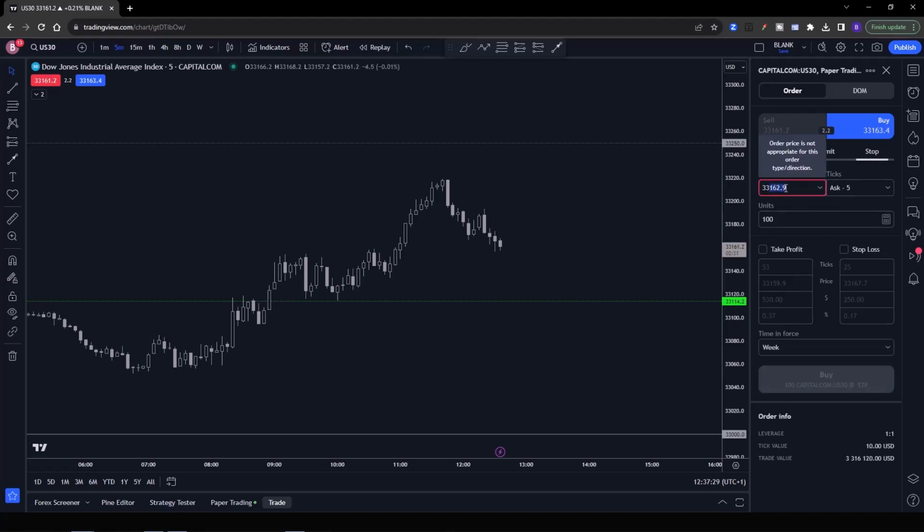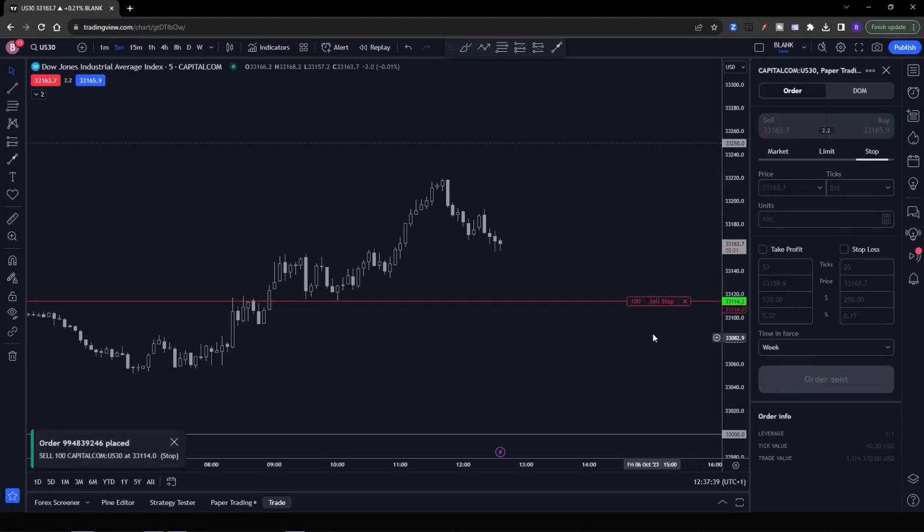So if I just go to this box and type 33,114 like that, and this is a sell trade, and then press the sell button. What it's done now is it's set a sell stop. So what we are hoping for is that price is going to drop down, hit this level and put us in a trade, and then it's going to continue through it. So it's going to continue down and make us a profit. This is a continuation trade, and that's what stop orders are used for.